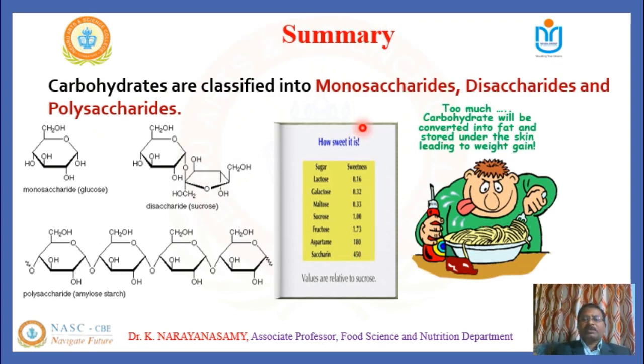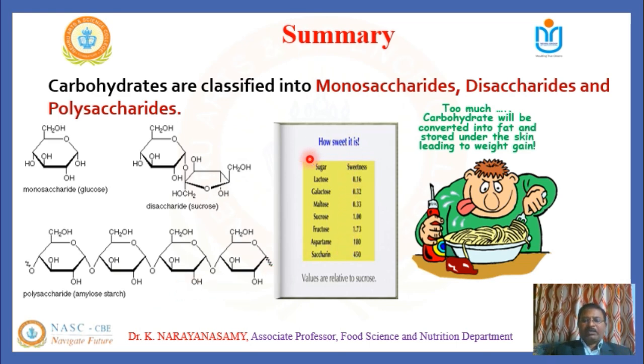Coming to the conclusion, carbohydrates are classified into three categories: monosaccharides, disaccharides and polysaccharides. In that, oligosaccharides are also there. Monosaccharide example is glucose, disaccharide is sucrose, and polysaccharide is amylose, that is starch. Glycogen is also animal starch, but it is highly branched.